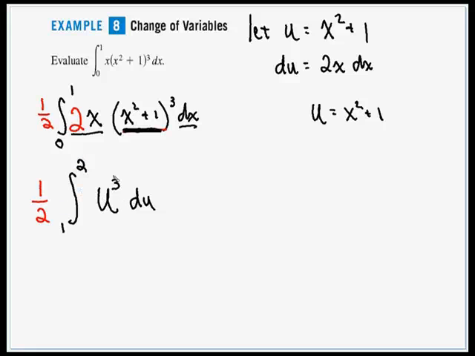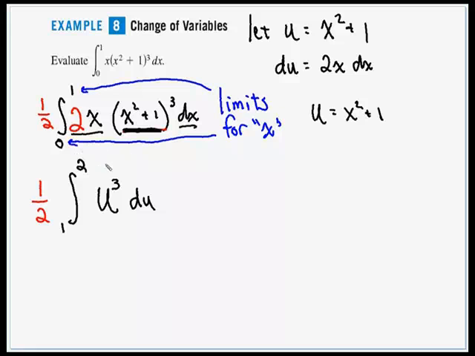So now, after we do the integration, we don't have to switch back to x squared plus 1 and evaluate the old limits. We can just integrate with respect to u, plug in our new limits. And let's do it this way. These are the limits for x. So these limits, our upper limit was 1, our lower limit was 0. What we've done is found new limits. Limits for u.